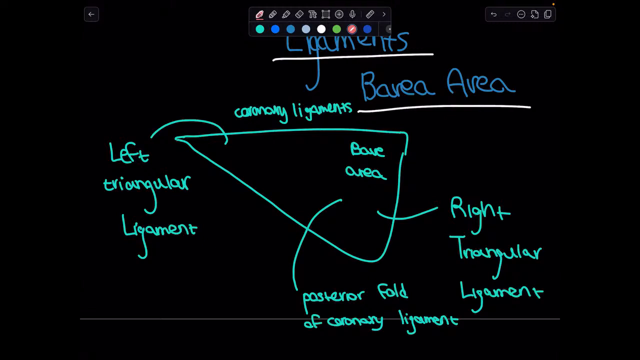All right, let's break it down. The coronary ligaments run along the top edges of the liver, connecting it to the diaphragm and forming a crown-like shape. Their job is to anchor the liver. The posterior fold helps define the bare area, which is that uncovered part of the liver in direct contact with the diaphragm. The right and left triangular ligaments are where the coronary ligaments meet at the sides.